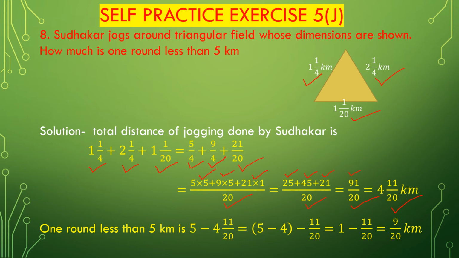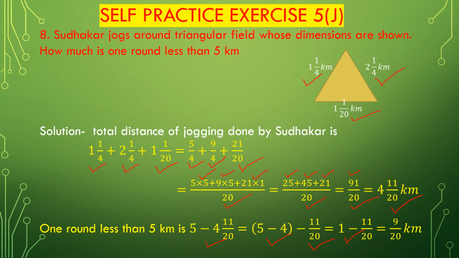Now we have to find out one round less than 5 kilometer. Subtract 4 11/20 kilometer from 5 kilometer. So 5 minus 4 11/20 kilometer. Now subtract the whole separately, then subtract the proper fraction. Now we get 5 minus 4 minus 11/20. 5 minus 4 is 1 minus 11/20.